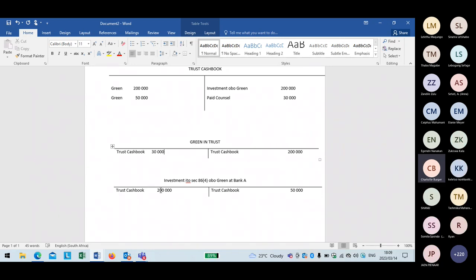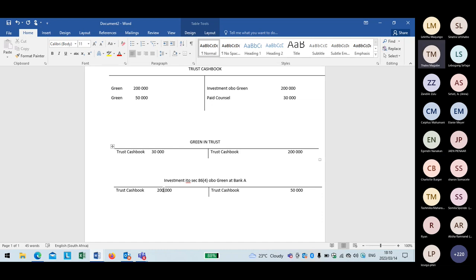Sir, may I ask a question? Yes. It says Green later instructs you to withdraw 50,000, but he's already given you 200. Why don't we withdraw then from the 200? Because nowhere does it say that he gave you another 50,000. Read number one. What does number one say to you? That we received 200,000. Read the last statement in number one. What does it say? You were authorized to invest the money on behalf of Green.